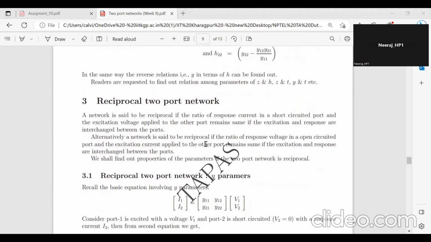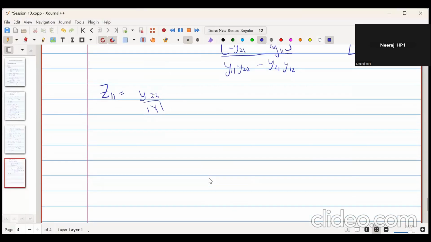Yes, as you said. Now we consider reciprocal two-port networks. So as they have said, now, okay, there are two types of reciprocity which they are showing. One is, okay, suppose we have a two-port network over here. Two-port network.